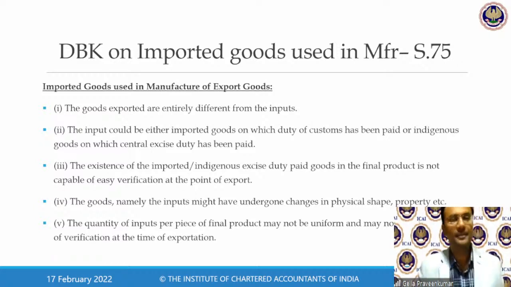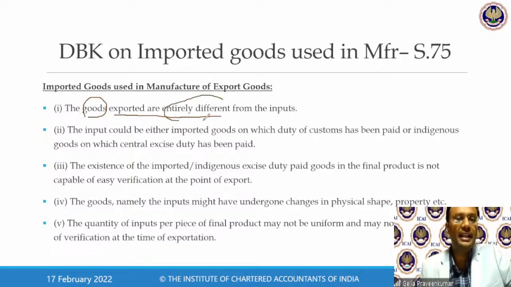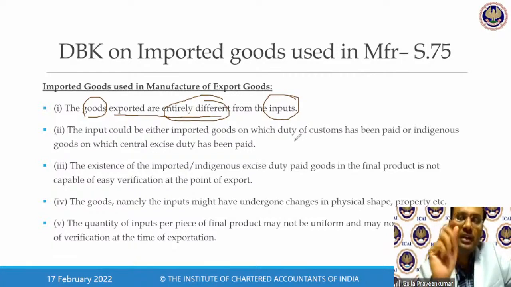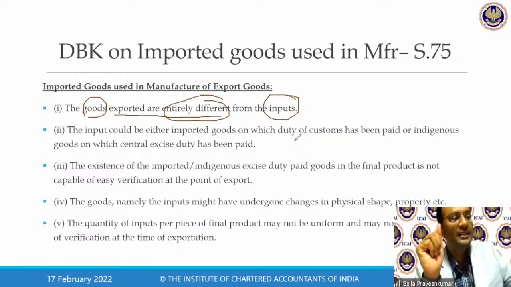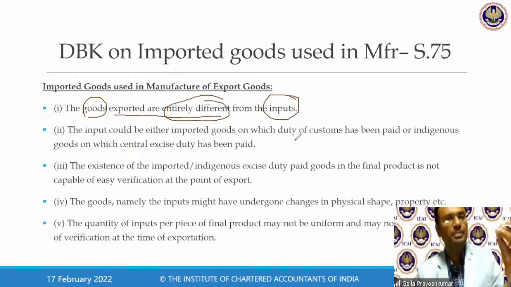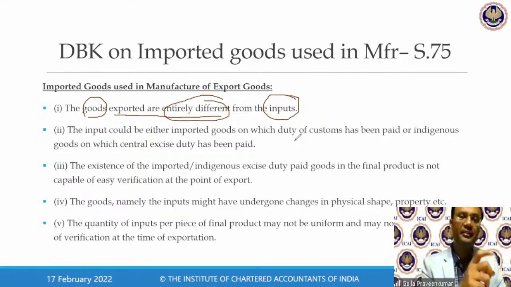Coming back, section 75. Now, the ideology with which this section 75 has been drafted, they say that the goods which are being exported are entirely different from the inputs. For example, sir, I have imported plastic dana, plastic granules. These plastic granules which I have imported, I heat, I put color, then I put a small molding process, I make a plastic product out of it. Say, take an example. This is my finished product. Now, this finished product is different from the input.